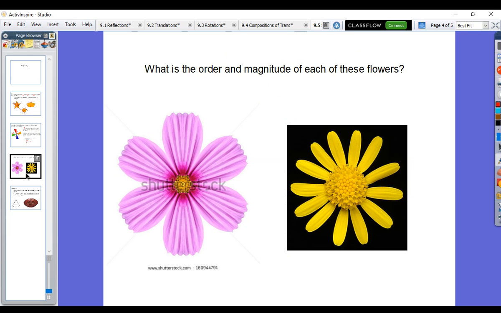So let's look at these right here. What is the order and magnitude for these? For example, this particular one is a 1, 2, 3, 4, 5, 6 leaf petal. So more than likely it has 6 times. Let's see. Put a dot right there so we know where we start.